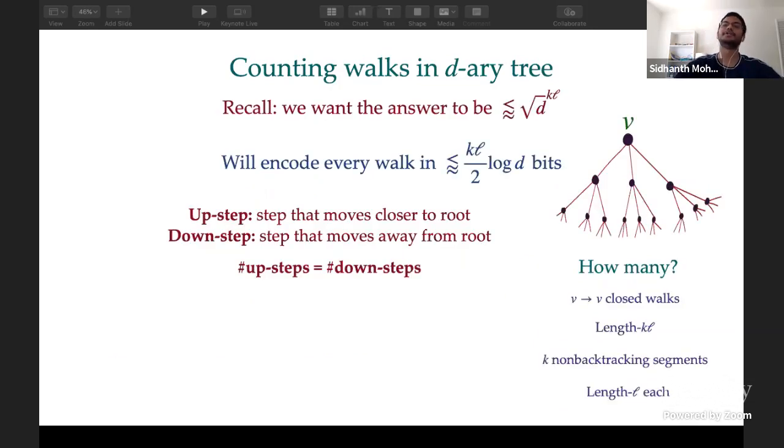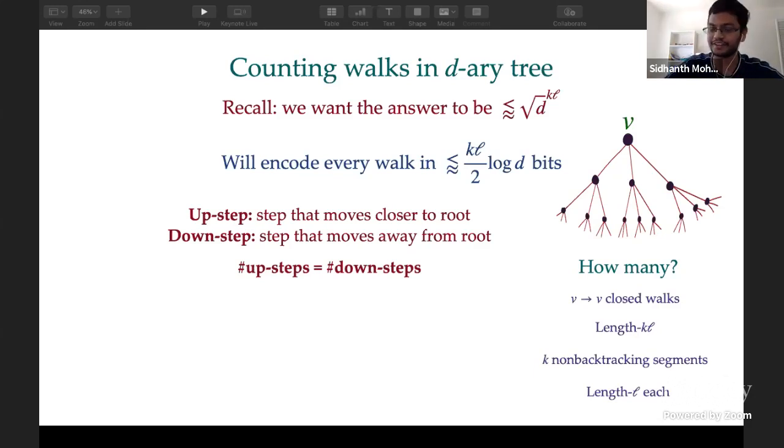And the way we are going to bound the number of closed walks is via an encoding argument. So if you give me any walk on this tree, and if I can compress the description of this walk to log of some number c bits, then I've actually bounded the total number of walks by c. So in particular, I'll have to give you an encoding of closed walks of the special structure in the tree using KL over 2 times log d bits.